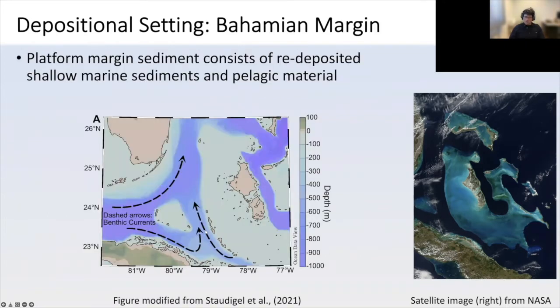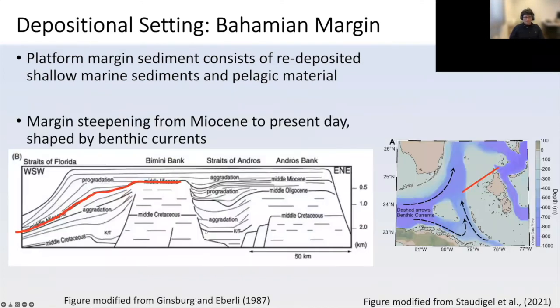So just to start, we're going to be talking about the Great Bahama Bank. We're specifically going to be looking at the leeward margin, which is the western side of it, which is largely shaped by these benthic currents which flow through the Santaren Channel and the Straits of Florida. This is a system which has evolved a great deal over time. It started out as a much smaller platform and then expanded over the course of the Miocene, where there was a steepening of the platform margin, and this was largely triggered by the onset of benthic currents in the area.